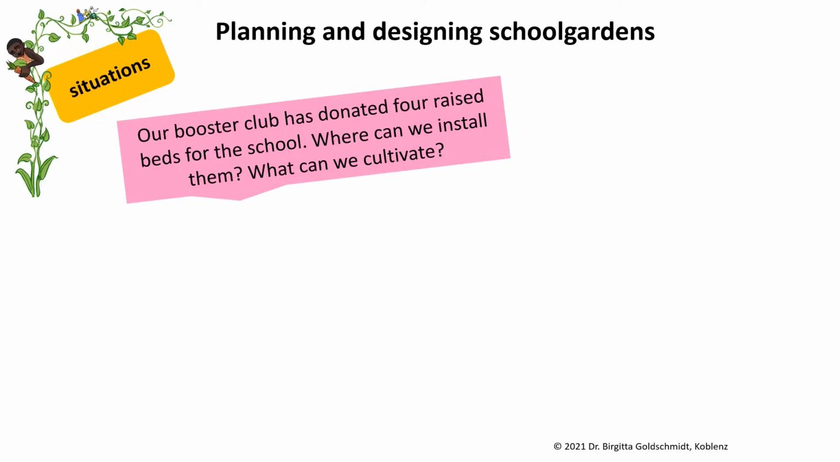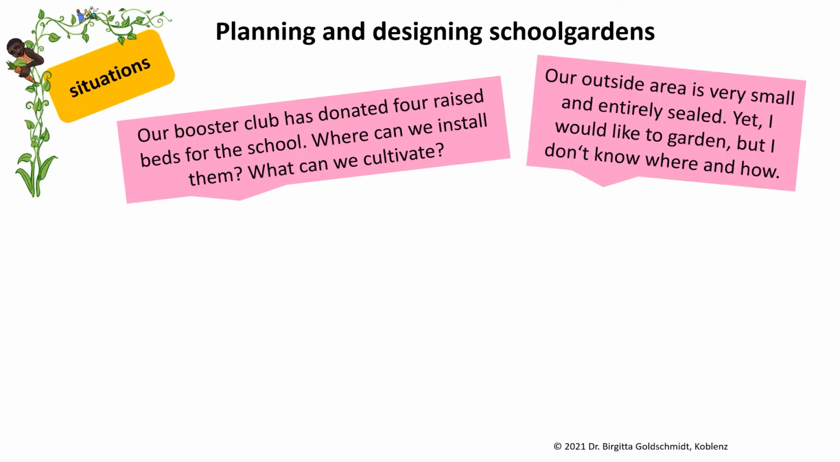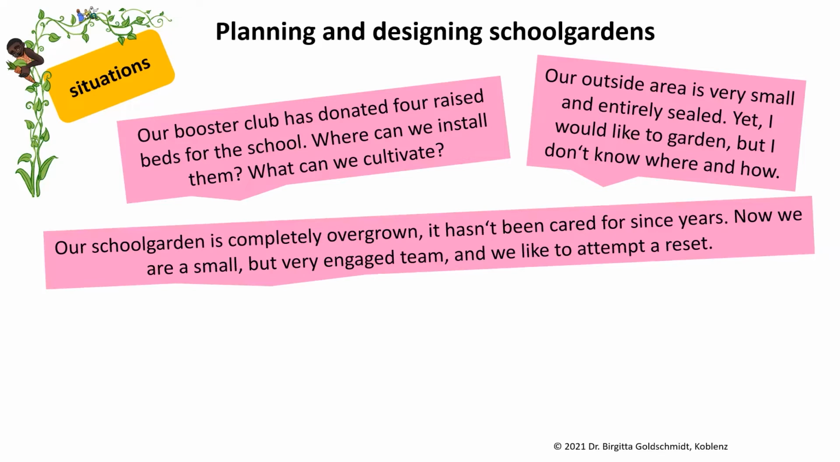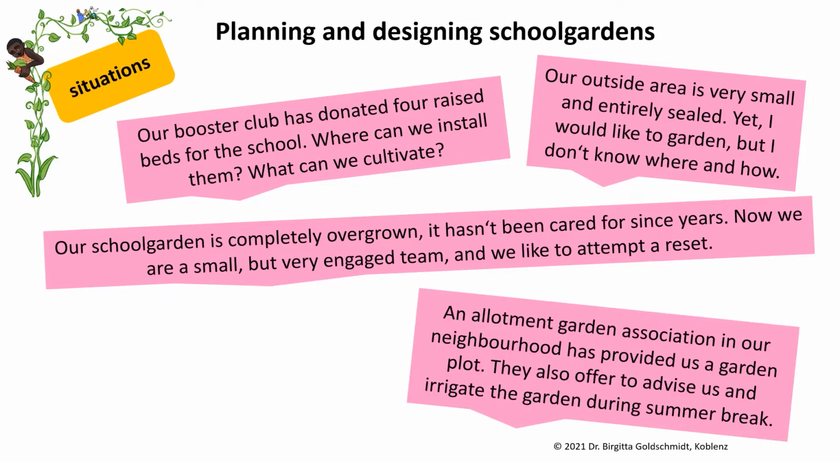For example, our Booster Club has donated 4 raised beds for the school, and now we are asking where we can install them and what we can cultivate in the garden. Another situation may be that our outside area is very small and entirely sealed, yet we would like to garden, but we don't know where and how we can do it. Another typical situation is that our school garden is completely overgrown. It hasn't been cared for in years. And now we are a small but very engaged team, and we would like to attempt a reset of the garden. A situation which I hear very, very often.